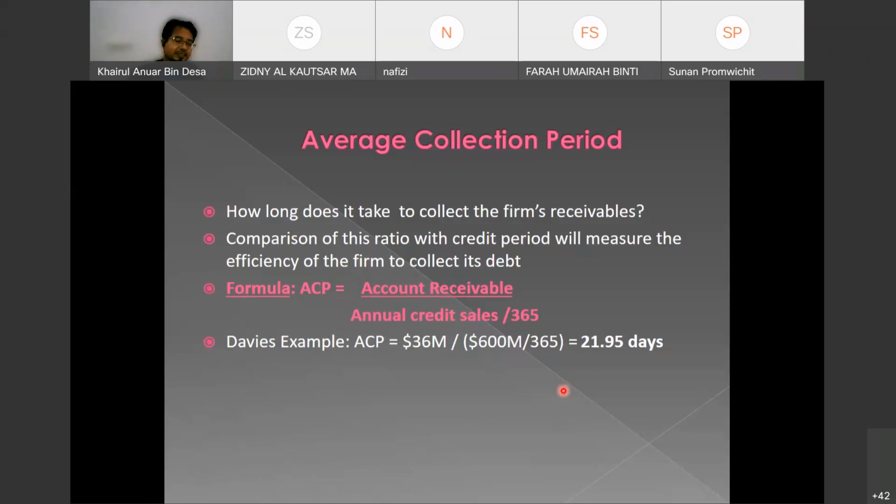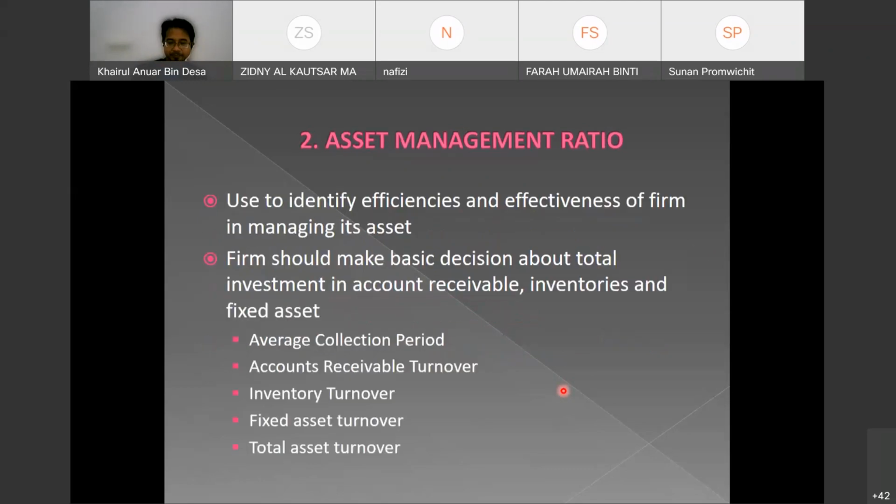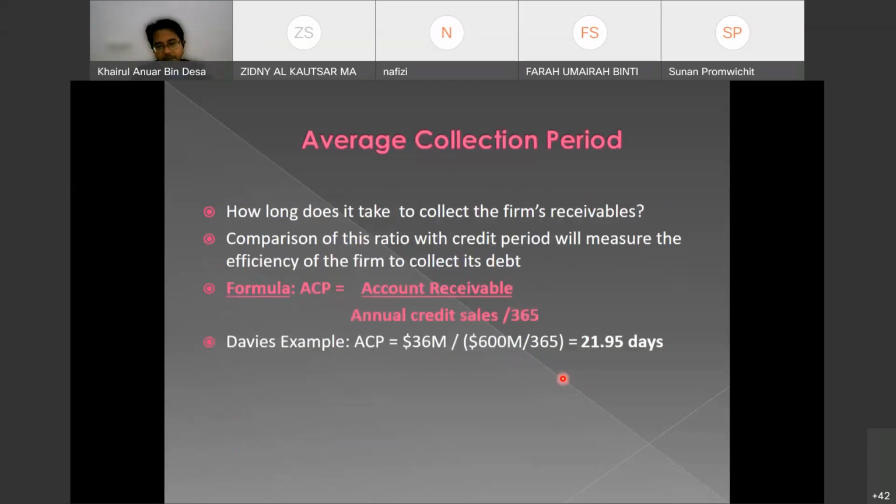Alright. Saya ingat saya dah beri sedikit hint tadi. Bagus atau tak bagus? Number one, perlu ada satu benchmark. Okay. Number one, perlu ada benchmark. Contohnya seperti yang diberitahu oleh siapa tadi?